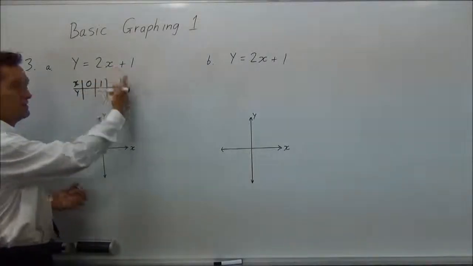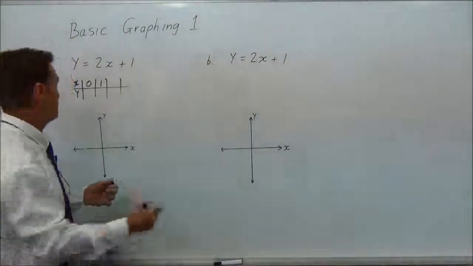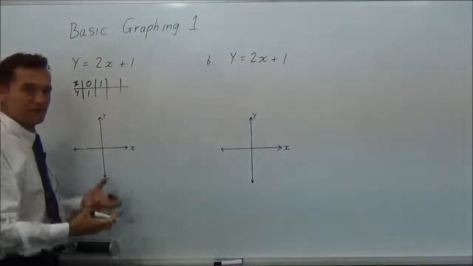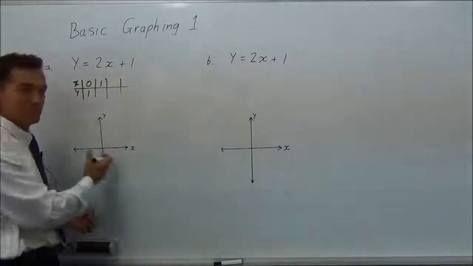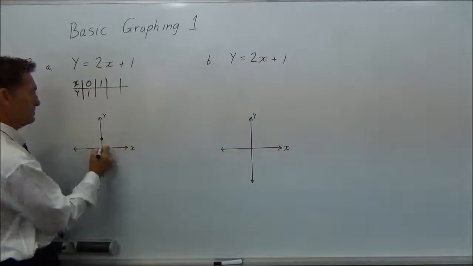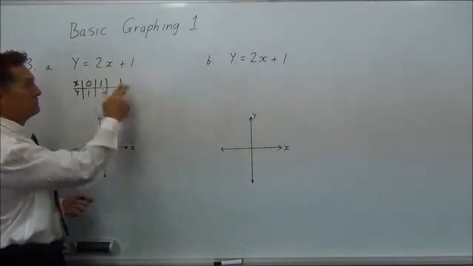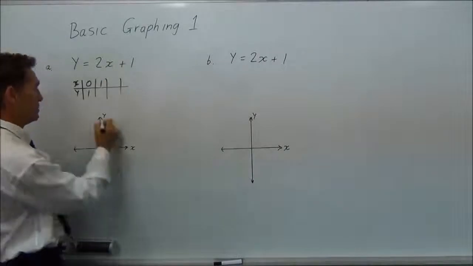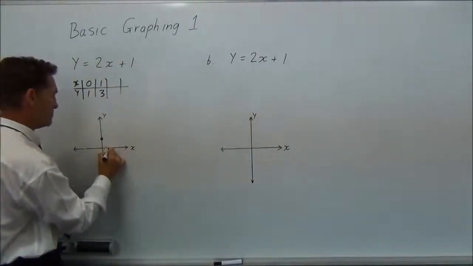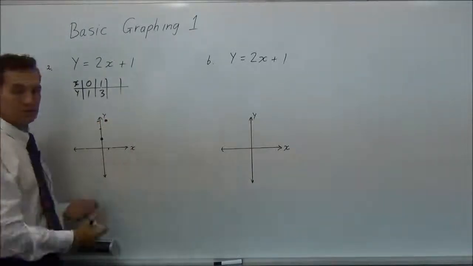So if we put 0 there, 2 lots of 0 is nothing. Nothing plus 1 is 1. Pretty easy. So 0, 1. Now notice on this graph, they make it a bit more tricky for you. They don't put numbers on, so you have to do the work. So 0, 1, put down a dot. Put in 1. 2 times 1 is 2, plus 1, 3. Pretty easy. So 1, 3. So put down 1. Put a dot at 3. Join the dots, and that's it.